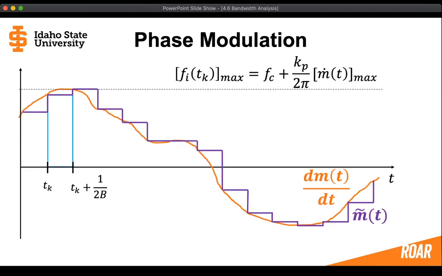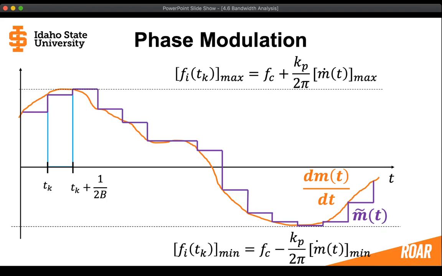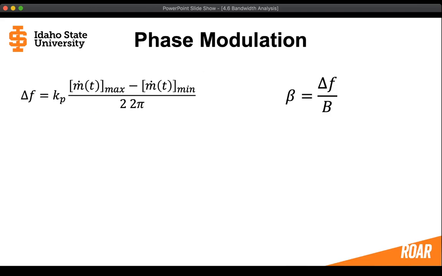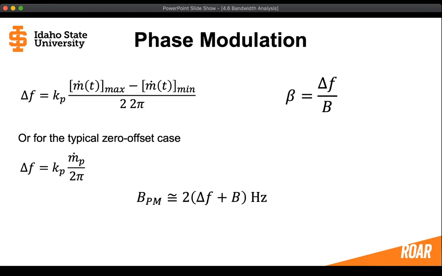So if we did that for everything in the phase modulated signal, we're going to have some highest value of the derivative of the message and some lowest value of the derivative of the message. And that difference from high to low is going to be delta f, k times the maximum of the derivative minus the minimum of the derivative, divided by 2. If we change this expression for delta f for phase modulation, we're going to have a slightly different expression for beta. And for the typical zero offset case, we can have an even simpler expression for delta f. And that's going to give us a bandwidth approximation for phase modulation that looks like this, or using beta, it looks like this.